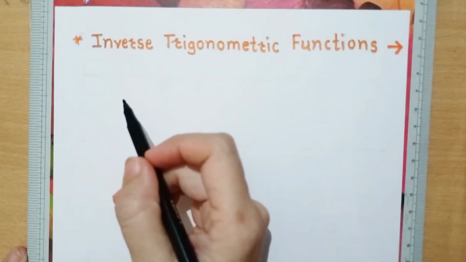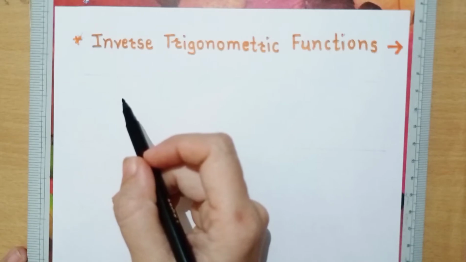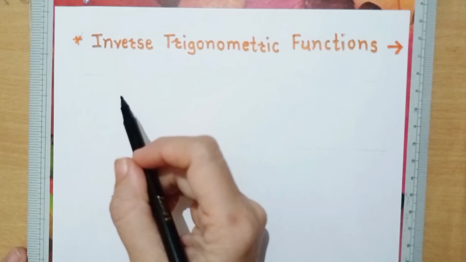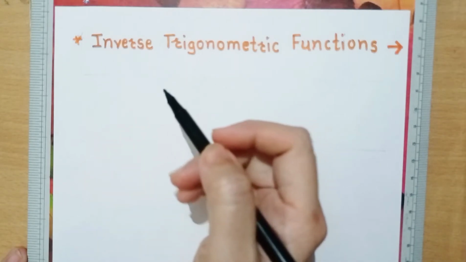Hello everyone. In the last lecture, we have seen what are half angle formulae and also we have solved examples based on that. And today we are going to look at inverse trigonometric functions.